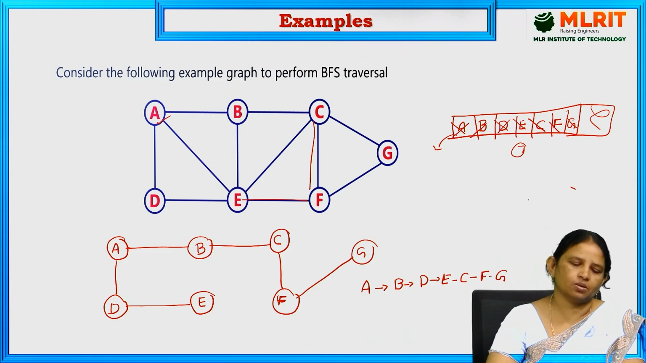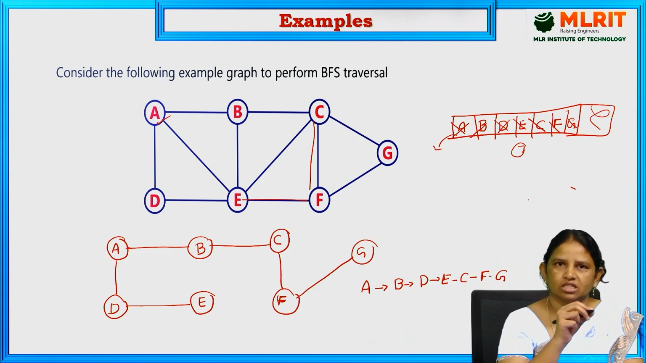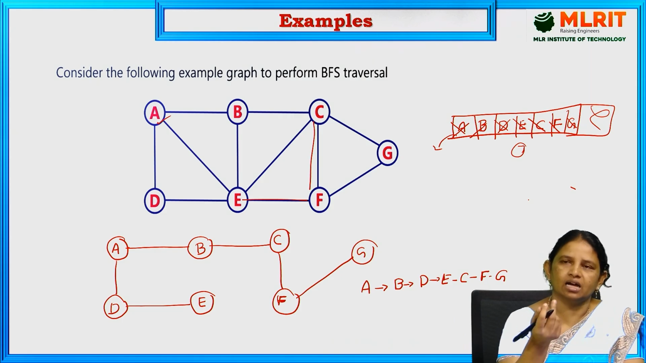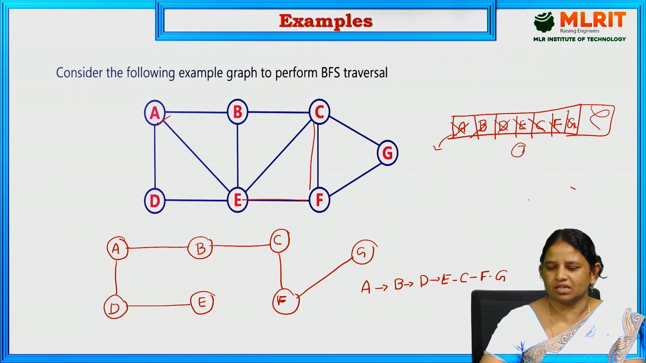So what is step 1? Start the visiting process from the first vertex and write the corresponding adjacent vertices into the Q. Delete the front element of the Q before adding the adjacent vertices of the second vertex. Repeat this process until the Q is empty. Once the Q is empty, we have to write the corresponding BFS traversal.